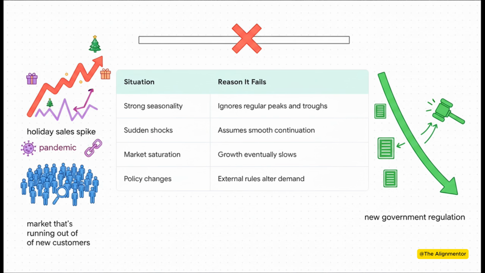Think of a straight line as having blind spots. It can't see strong seasonality, like the huge sales spike every holiday season. It can't predict sudden shocks like a global pandemic. And it has no way of knowing when growth will naturally slow down because a market is saturated or when a new government rule is about to change everything. If any of these things are in play, a simple linear trend will lead you right off a cliff.